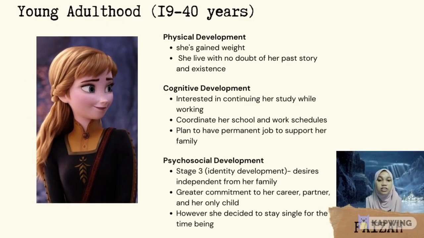At the stage of young adulthood, Anna gave her son to her mother to take care of him because she was unable to take care of her son alone. But she lived with no doubt to her past story and existence. She also changed in her eating habit where she started to gain weight. That's for physical development. For cognitive development, she is interested in continuing her study while working.